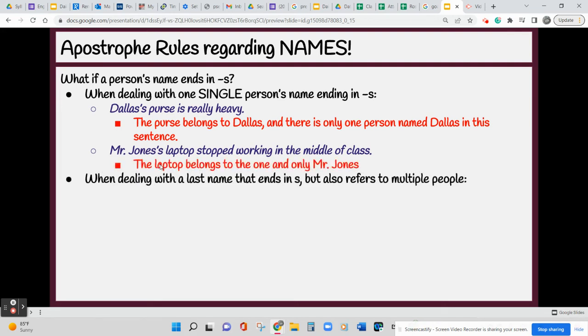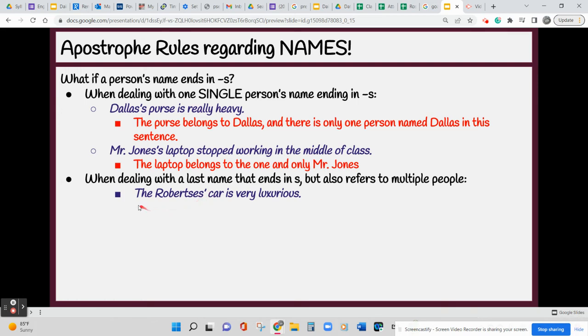Now, when dealing with a last name that ends in S but also refers to multiple people, so we're talking about a group of people by that name, for example, the name Roberts. The word Roberts, like Mr. Roberts or like Mr. Jones, only refers to one individual. First thing that we need to do is to make it plural. And to make a name that ends in S plural, we add on an ES. And then to indicate possession, we add on the apostrophe outside.